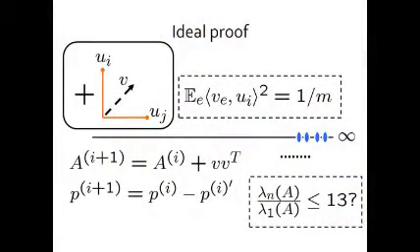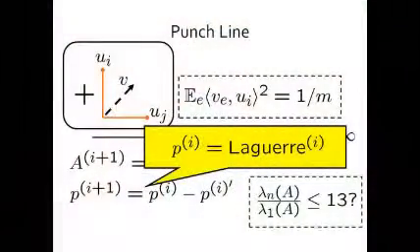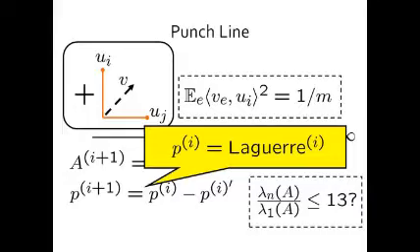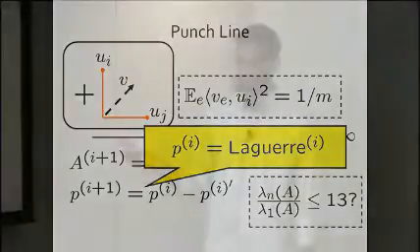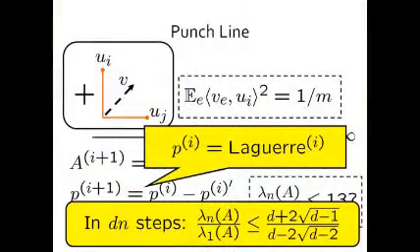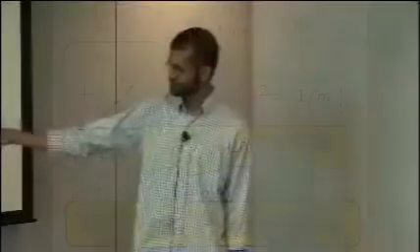But actually what happens, which is the punchline of this, is that this process generates a classical family of orthogonal polynomials, which are Laguerre polynomials, associated Laguerre polynomials. And everything is known about the roots of these polynomials. So in particular, if I do this for dn steps, I get exactly what I wanted: the ratio of largest to smallest is at most (d plus or minus 2) squared.